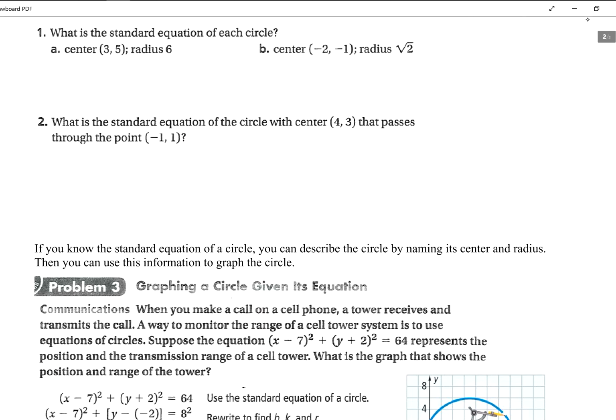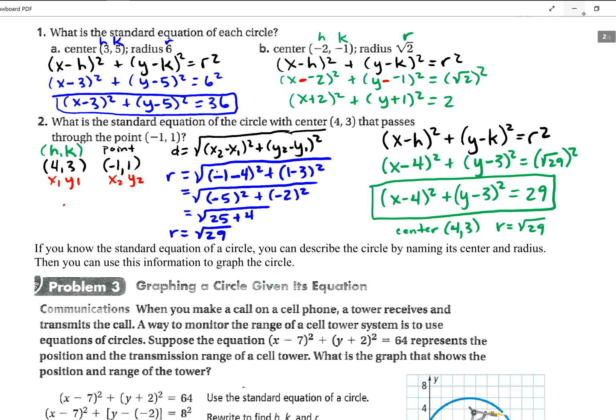All right, pause the video and try the examples. All right, these weren't too bad. We were asked to write the standard equation of a circle. We were given a center of 3, 5 and a radius of 6. So I labeled h and k as my center, and my radius is 6. I wrote my formula for the equation of a circle. I substituted in and did the math. There were no negatives this time, so everything came out nice and neat.